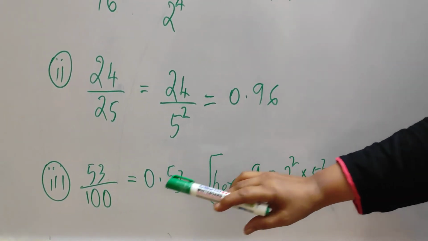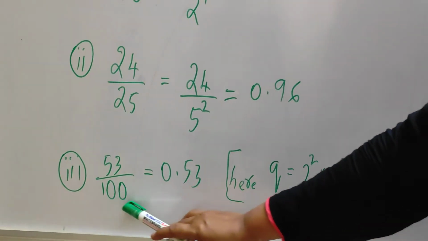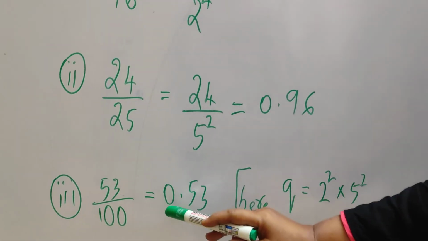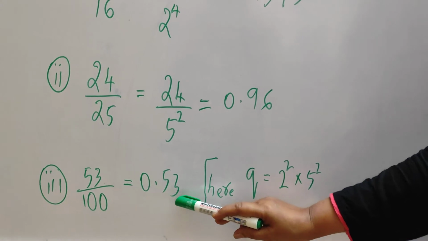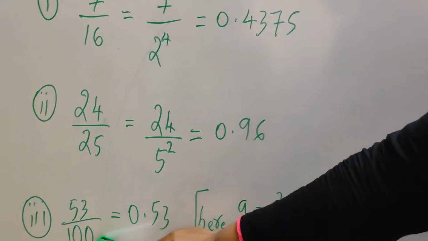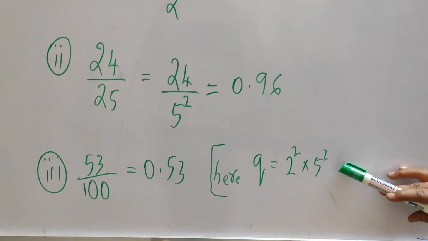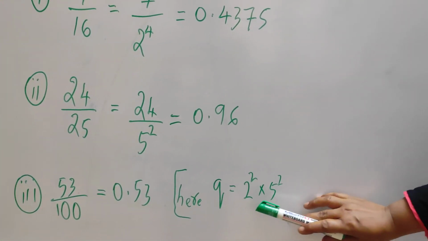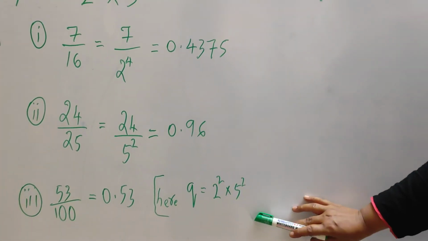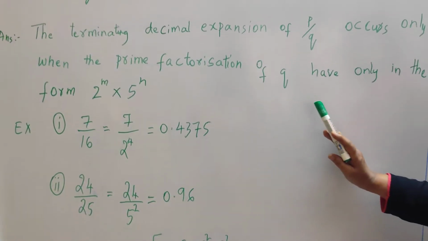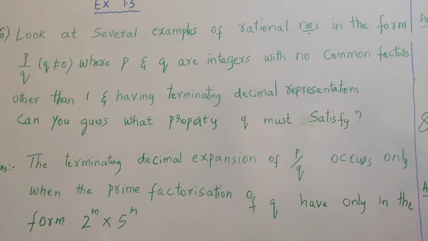Sometimes you have a denominator with multiples of 2 and 5. Say for example 53 by 100. Directly we can write it as 0.53. It's a terminating decimal. But what is 100? 100 is nothing but 2 to the power 2 into 5 to the power 2. So any denominator having multiples of 2 and 5 will give you a terminating decimal. This is the question where we discussed these facts.